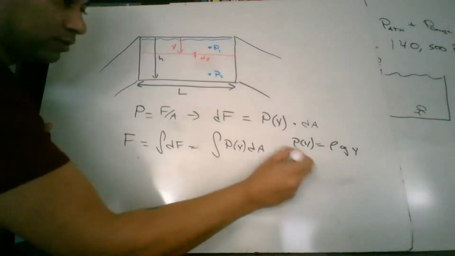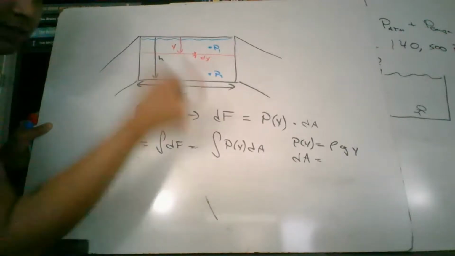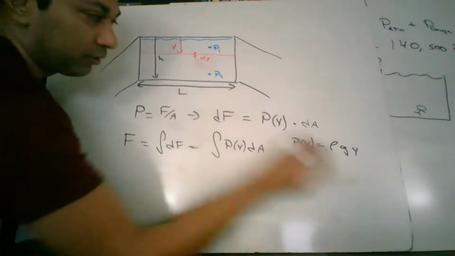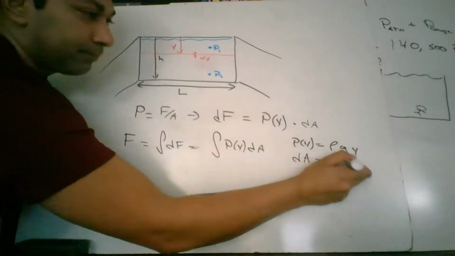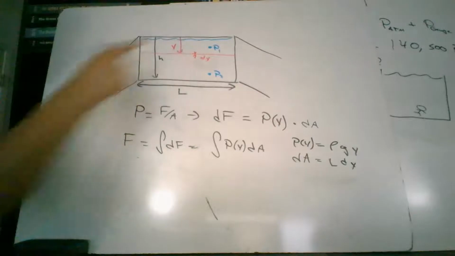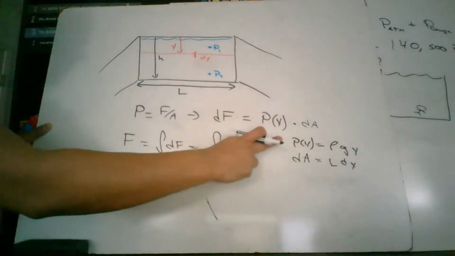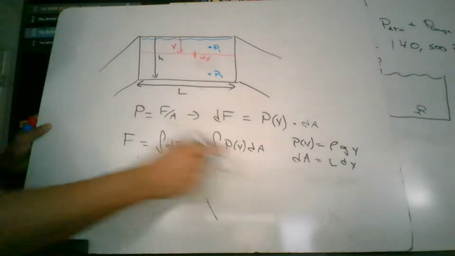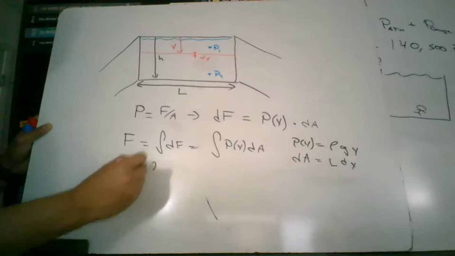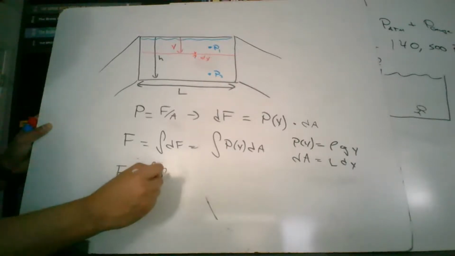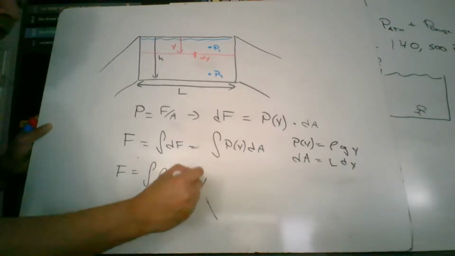How about dA? dA is just the area of this line right here. And that's going to be like a rectangle. So it's going to be the length, which doesn't change, times the dy, the thickness. Length times height, or length times width, whatever you want to call it. So we have the pressure, and we have this. We can replace it into our integral here. And we get that the force is equal to the integral of rho g y L dy.